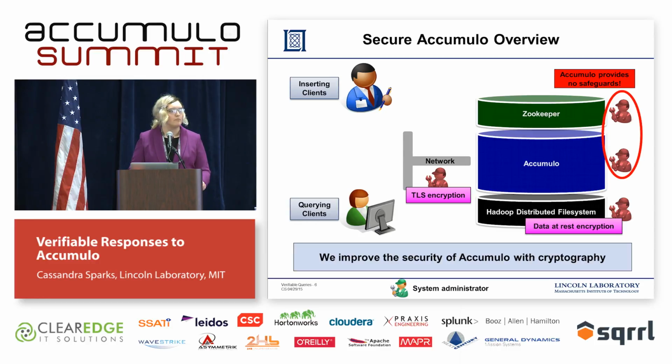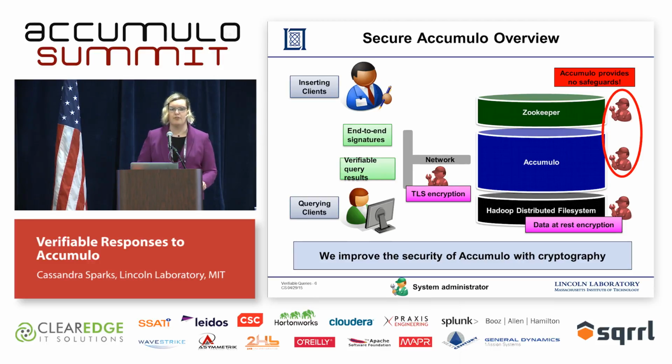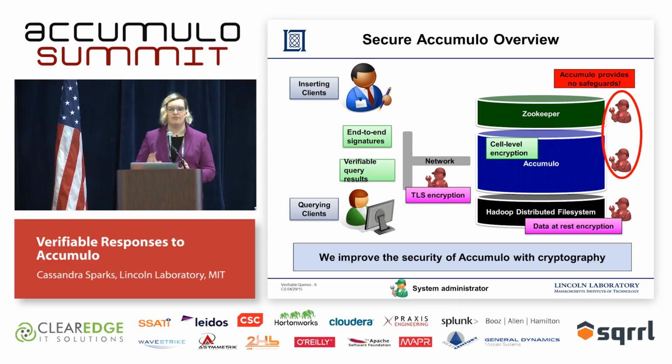And we have several solutions in place that we're working on or have already accomplished that protect against this. So we're using cryptography to improve the security of Accumulo, and one of the ways is with end-to-end signatures, so using digital signatures on each cell of data that's inserted into Accumulo. Another is with fully verifiable query results. We're also looking at using encryption at the cell level of Accumulo, so we have ways of encrypting different fields in each Accumulo cell in different ways, so you can still use Accumulo, but you get confidentiality protection in particular against the system administrator.